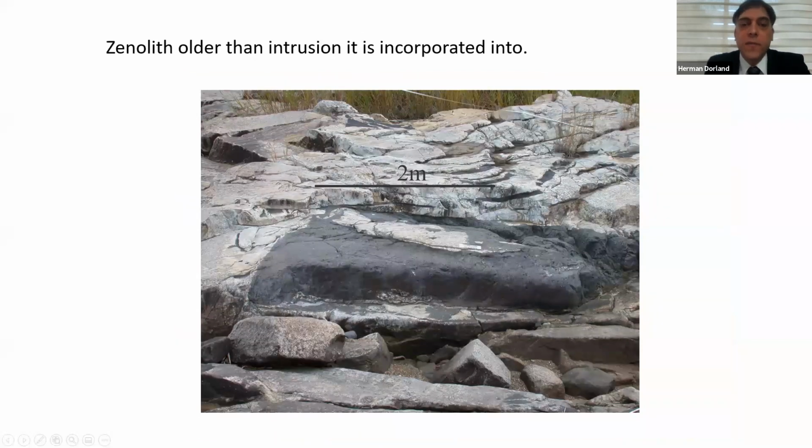This is from the Dwarsrivier outcrop. This is a chromitite xenolith in a norite intrusion. So the xenolith must crystallize before the rest of the intrusion and was incorporated into this intrusion. So it must be older than the intrusion of the norite.